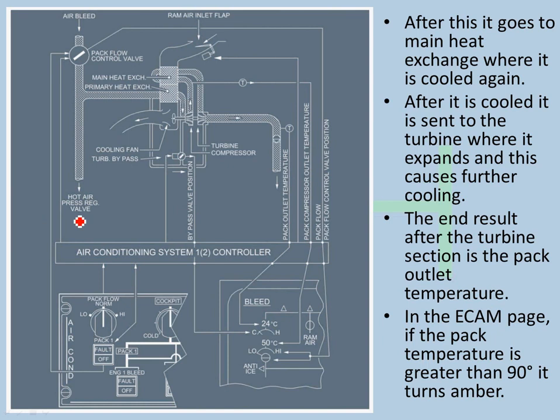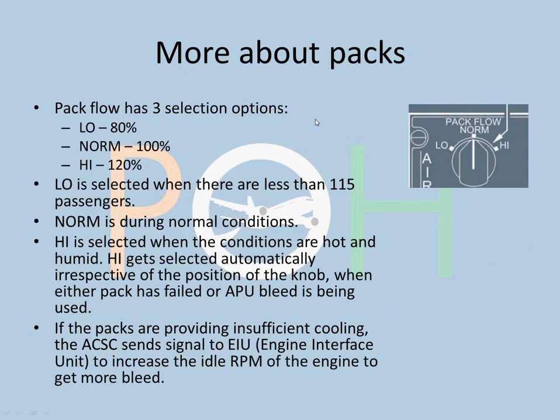And this is the hot air pressure regulating valve. We will discuss that in the coming slides. Now there are two ACSCs, the one and two. One controls the left pack, the two controls the right pack. All right, so something more about the packs.